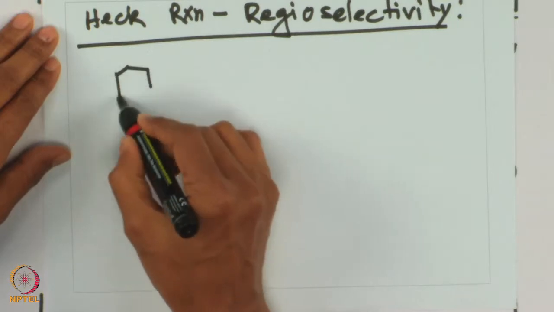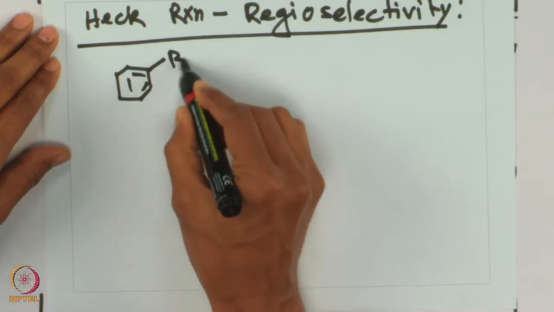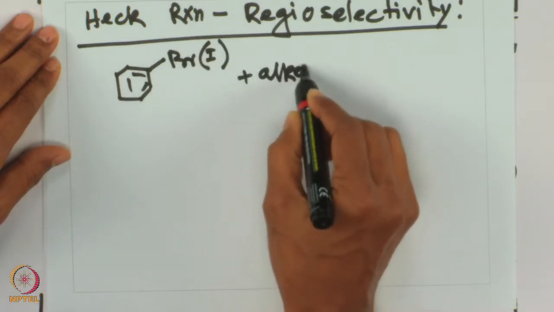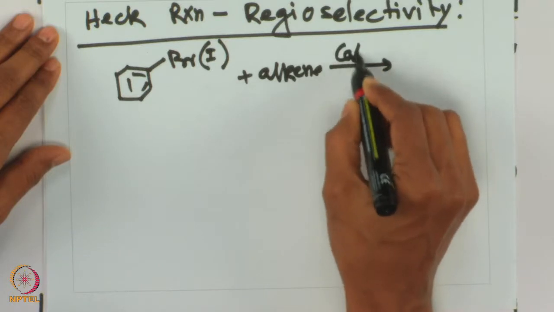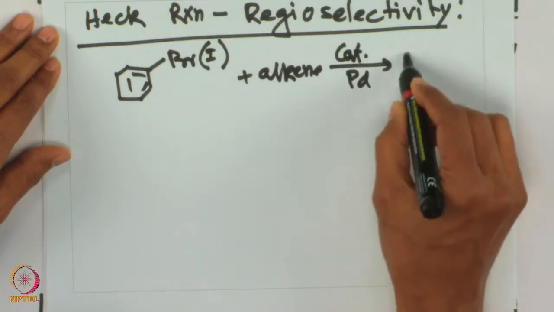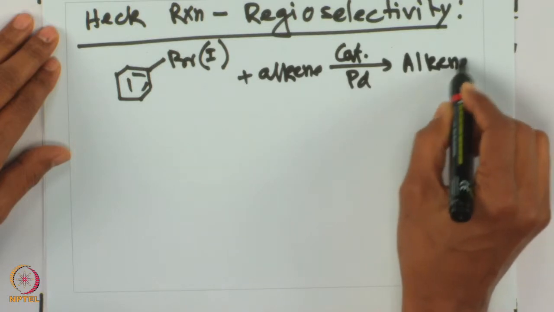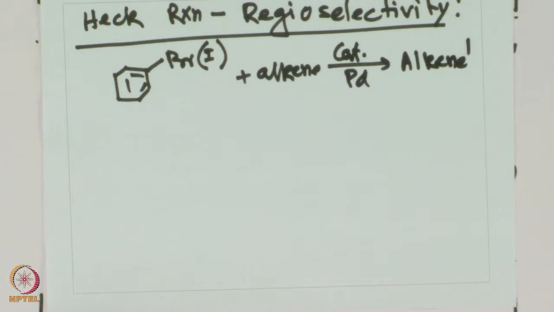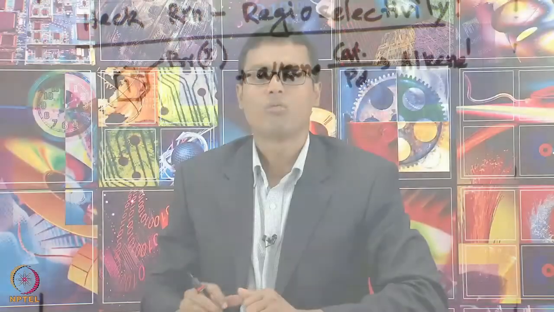Overall, you can have aryl bromide, for example, or aryl iodide reacting with an alkene in the presence of a catalytic amount of palladium to give alkene prime, another alkene. Now, all the Heck reaction tells you is that you are taking one olefin, the less substituted one, and in the process you will get a more substituted olefin. That is what the Heck reaction is all about.